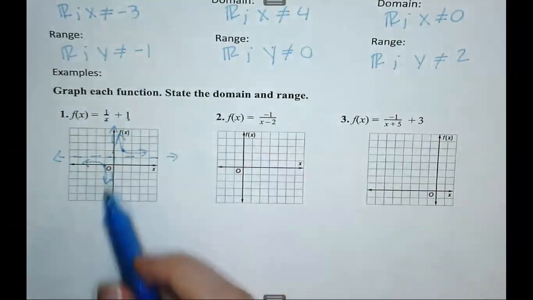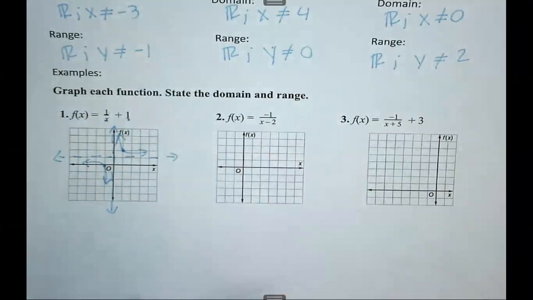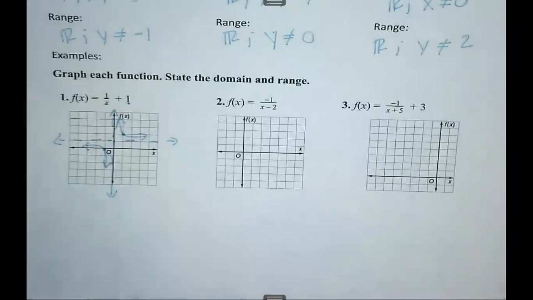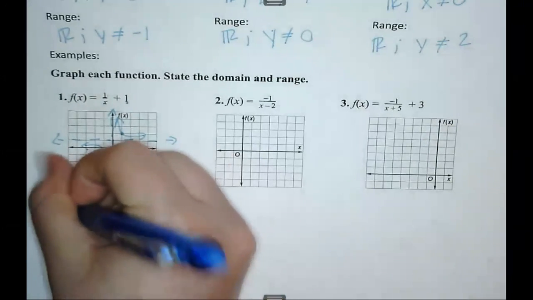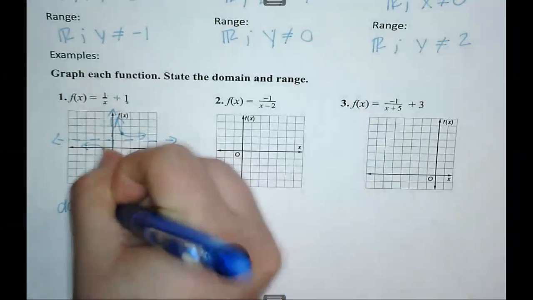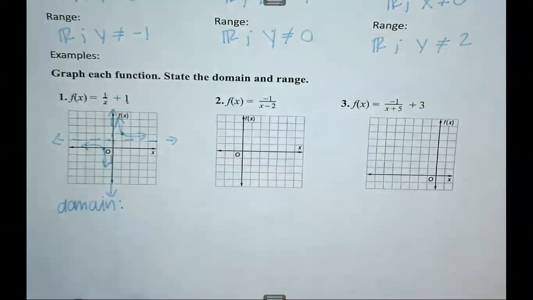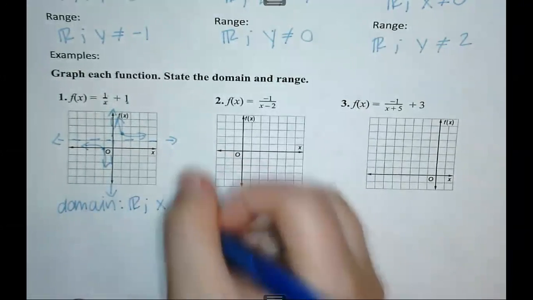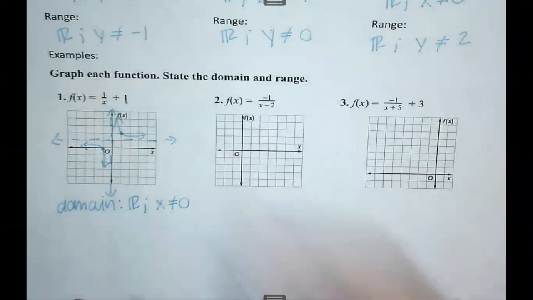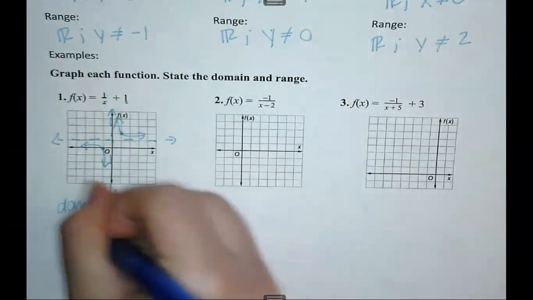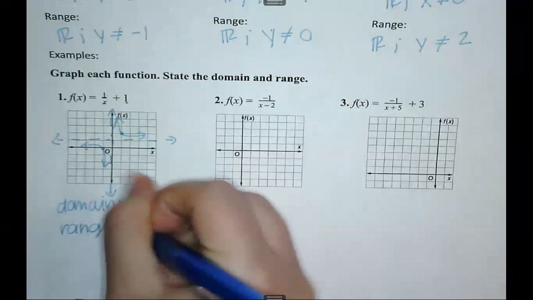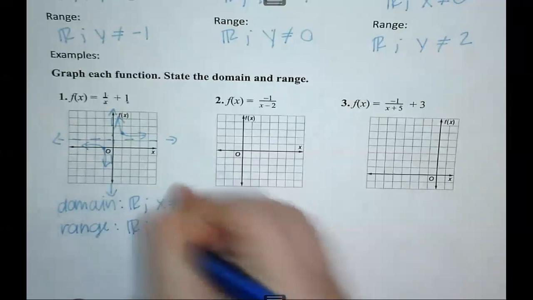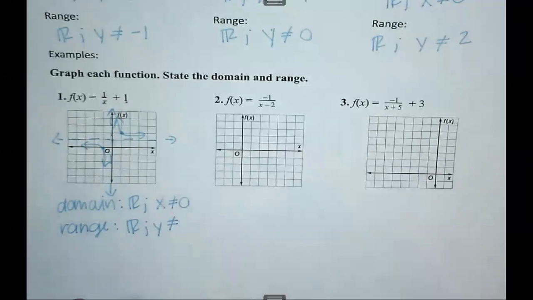Remember, these are always approaching the asymptotes but never touching. So now I just state the domain and range. So first, my domain, well, it should still be all real numbers except at our asymptote. So x cannot be 0. And our range should also still be all real numbers, except it cannot exist at our asymptote of 1.